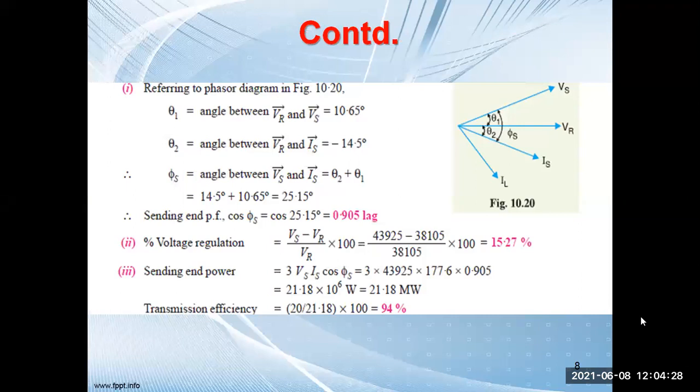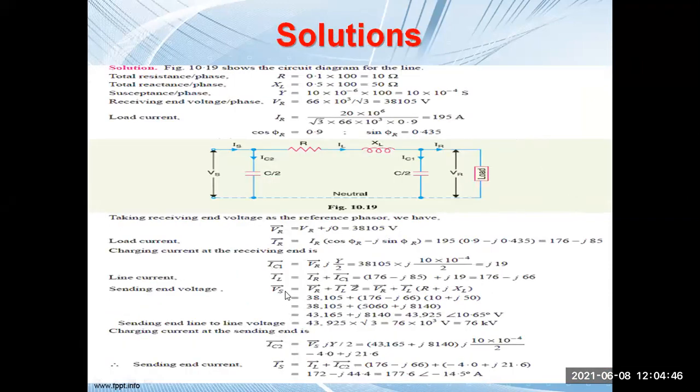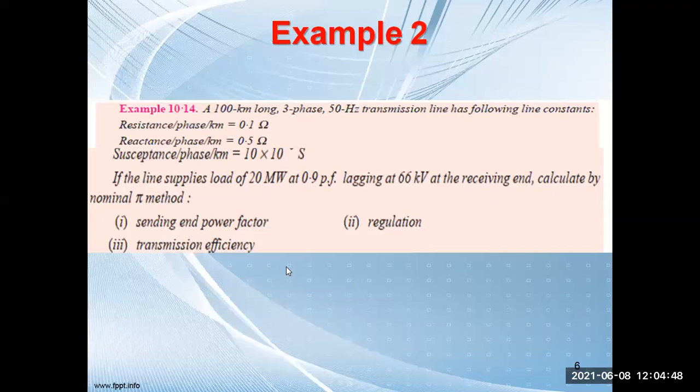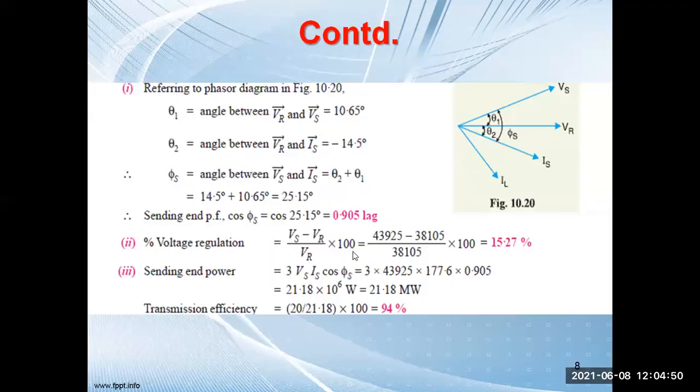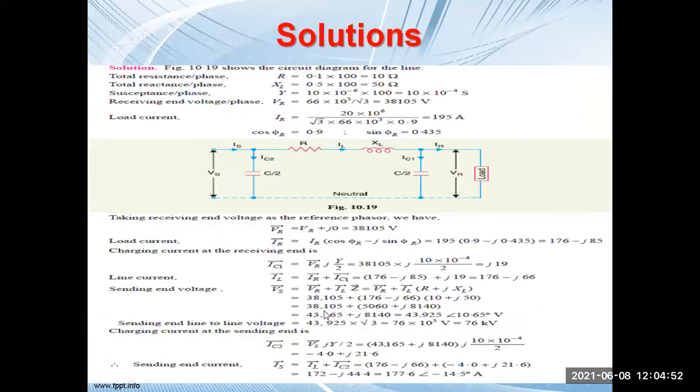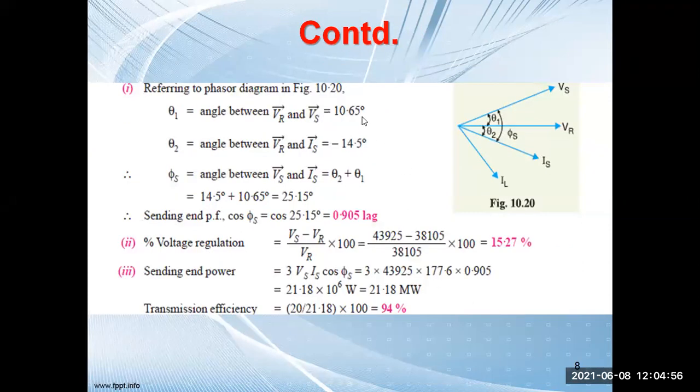Now the sending end power factor you can calculate. How? See, the angle between VS and VR is θ1 and between VR and IS is θ2. It is a similar way we have done for the nominal T method. The angle between VR and VS that we have calculated, with respect to VR, is 10.65 degree.